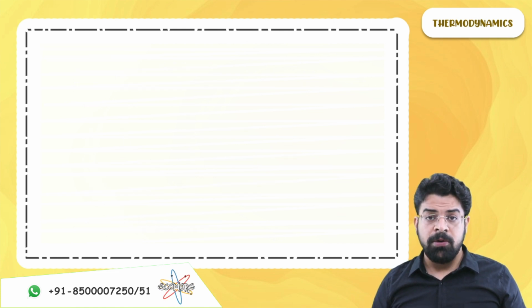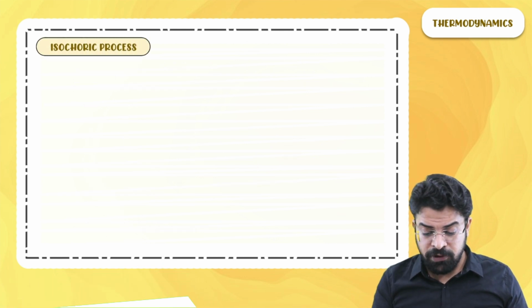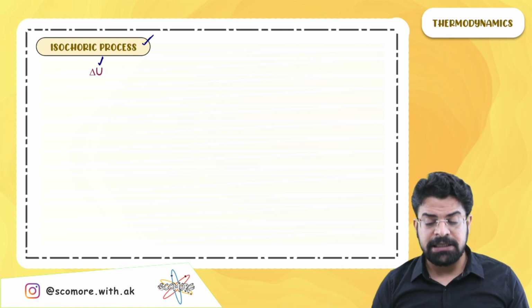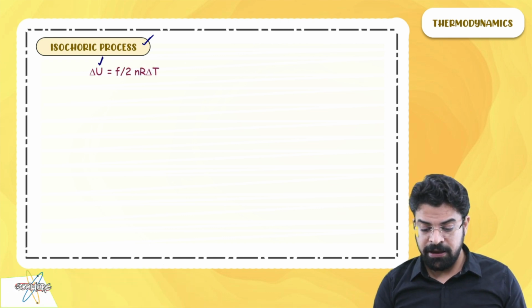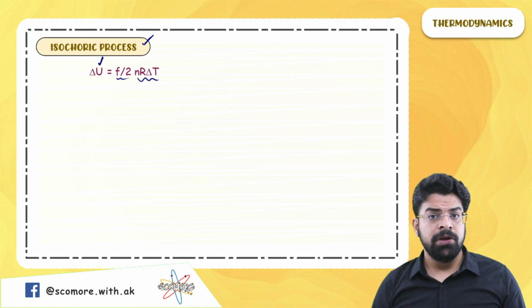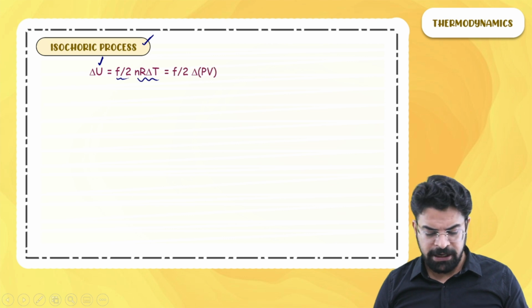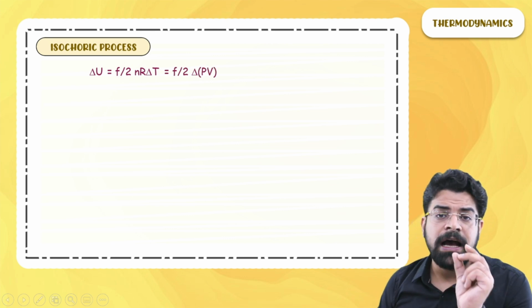Now let's talk about other things for the isochoric process. We know that the change in internal energy is given by f by 2 nR delta T. The change in internal energy can also be written as f by 2 delta PV. Now better think of an isochoric process.